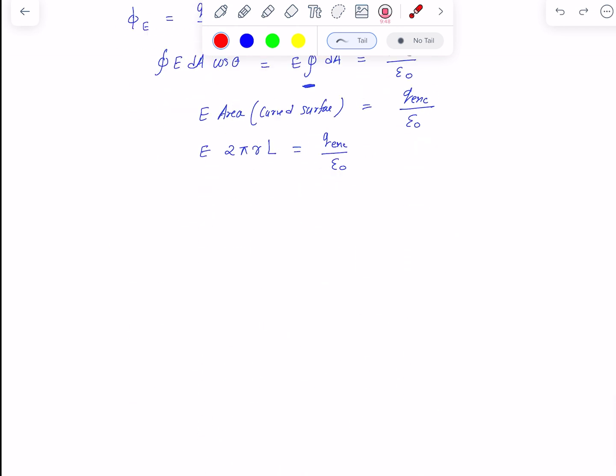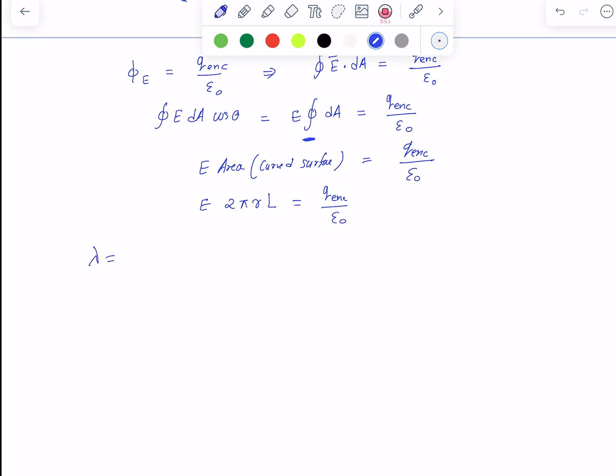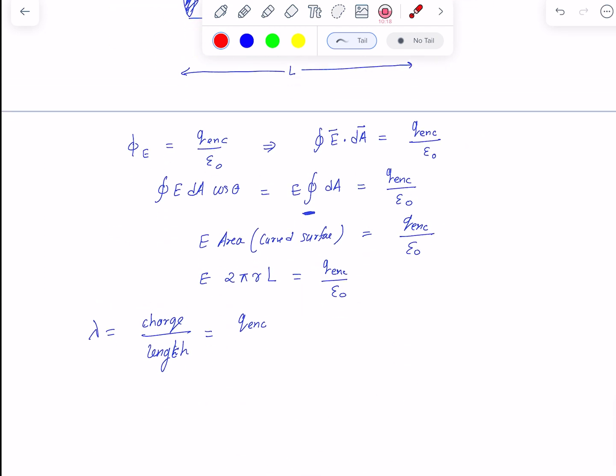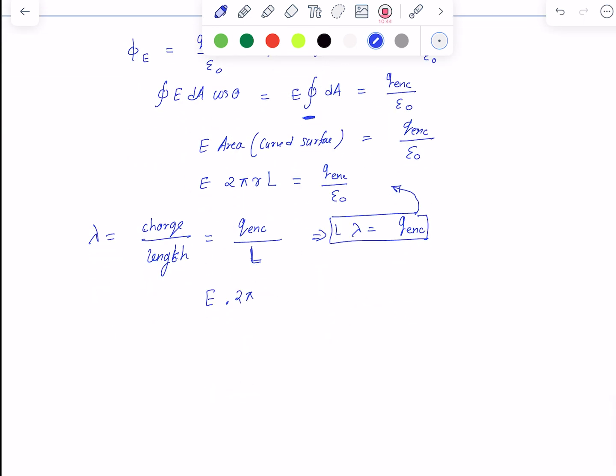Okay, so I'm going to use the definition of charge density, which is lambda, and in our case it is charge per unit length. So what I'm saying is that if you think about length L of this line charge, that length L has Q enclosed amount of charge in it. And length means that I must have a denominator capital L. So lambda equals Q enclosed over L, which means lambda times L equals Q enclosed. Now I just use this in this equation and I get E times 2 pi r L equals L lambda over epsilon naught, and if I solve for E, I just get E equals lambda over 2 pi r epsilon naught. This is the answer.